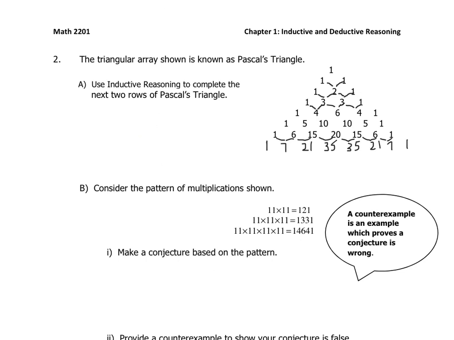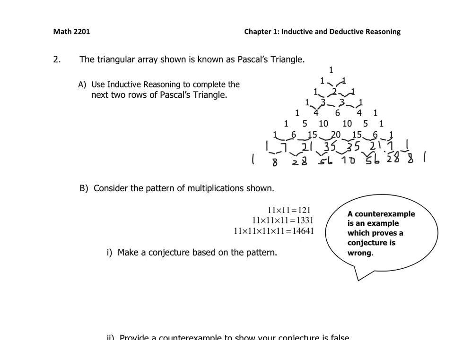And then the next row would start with a 1. And then it should be 1 and 7, which is 8. 7 and 21, which is 28. 21 and 35, which is 56. 35 and 35, which is 70. 35 and 21, which is 56 again. And 21 and 7, which is 28 again. 7 and 1, which is 8 again. And then of course it ends with a 1.